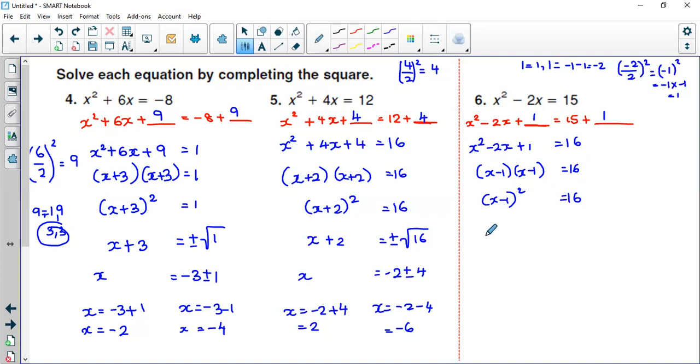Then to remove the square, what do we do? x minus 1 equals plus or minus the root of 16. Move the 1 to the other side, so x equals 1 plus or minus the square root of 16, which is 4. So one of the solutions for x is going to be 1 plus 4, and another solution is going to be 1 minus 4. 1 plus 4 is 5, 1 minus 4 is negative 3. So the two solutions of x are 5 and negative 3.